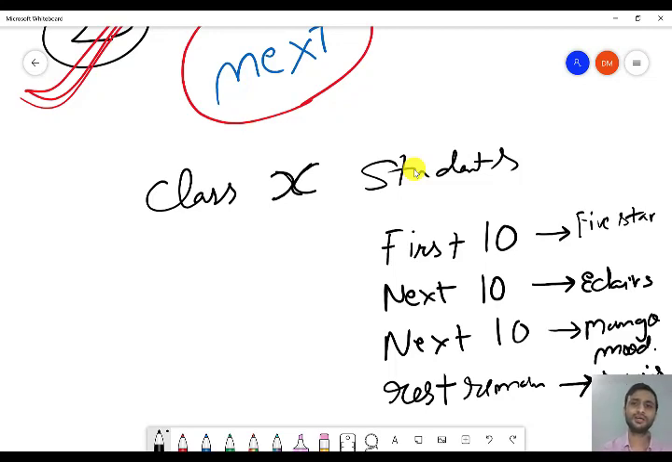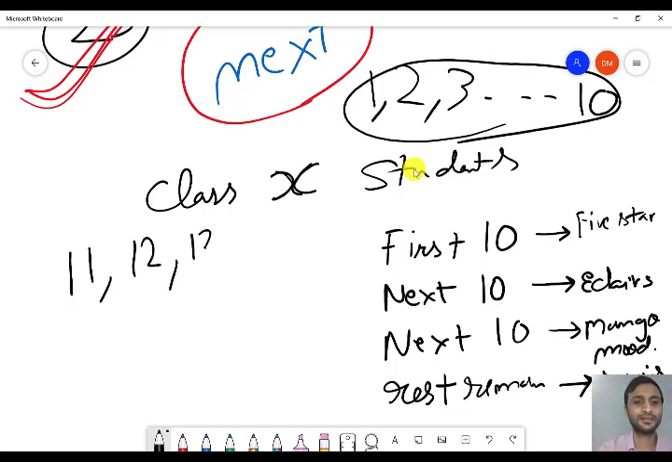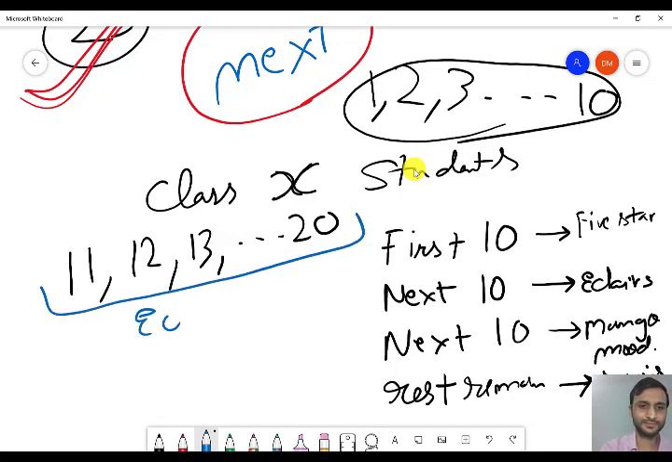Then the teacher calls the first 10 students: please come to my table to receive 5 Star. Then rank 1, rank 2, rank 3 till rank 10, these 10 students come to the teacher and receive their 5 Star. Then he asked for the next 10 students. Next 10 means 11, 12, 13 till 20. These students are going to get eclairs.